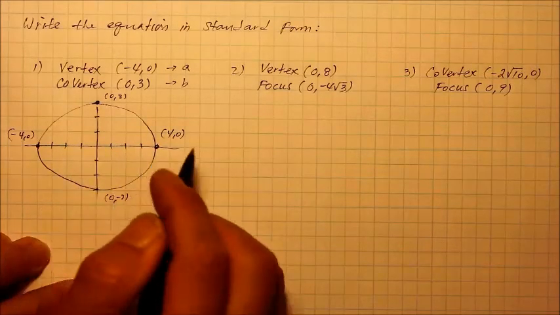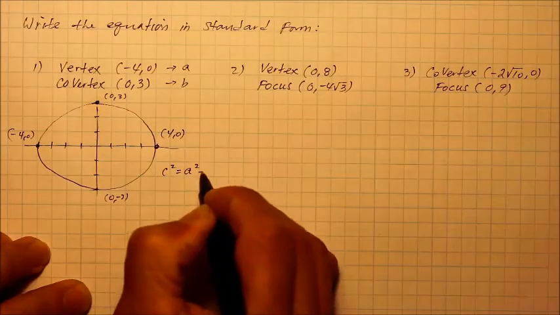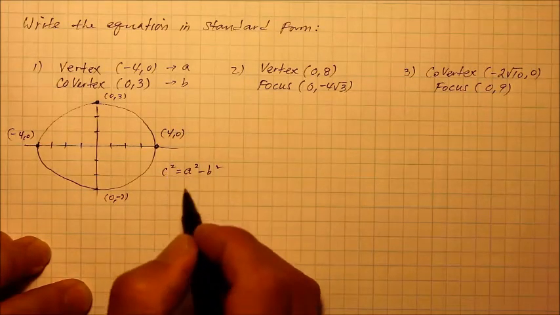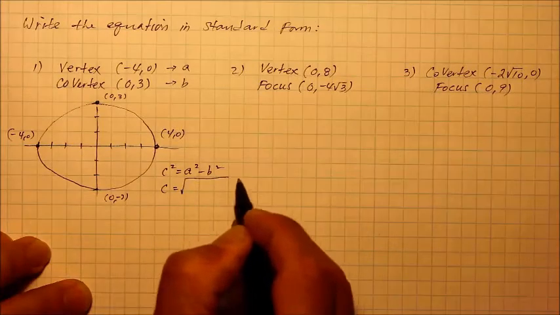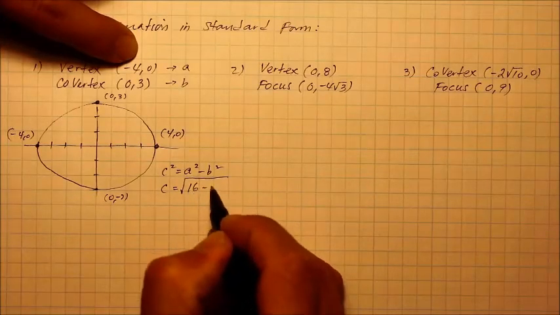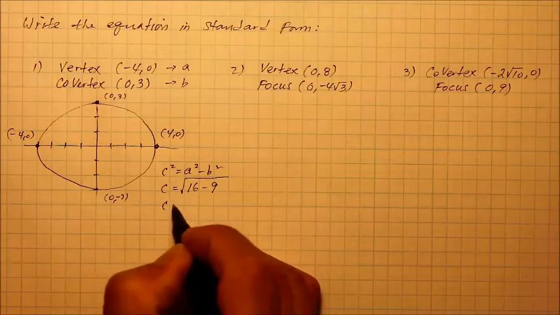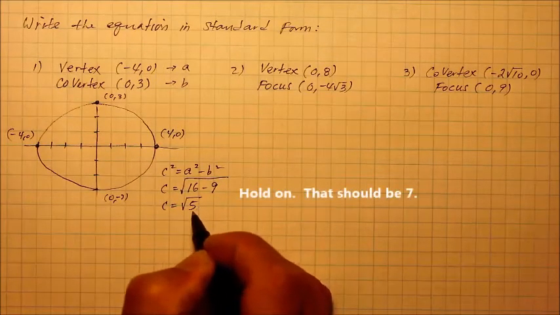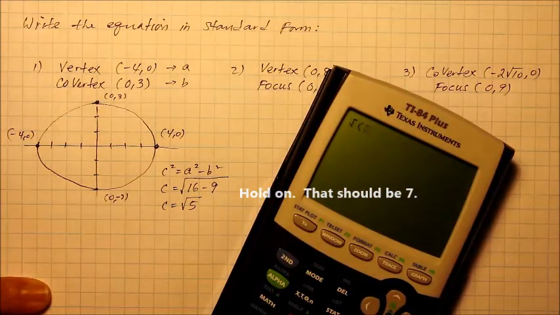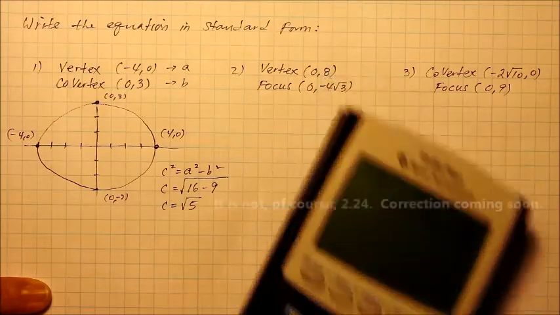Where is the focus? We use the formula again: c squared is equal to a squared minus b squared. Since we already know what a and b are, we just substitute and square root it. So c is equal to the square root of, well, let's see. The a is 4, squared is 16, minus b is 3, squared is 9. So 16 minus 9 is 5. So that's the square root of 5. What is the square root of 5 approximately? We'll use a calculator to make it faster. The square root of 5 is approximately 2.24.